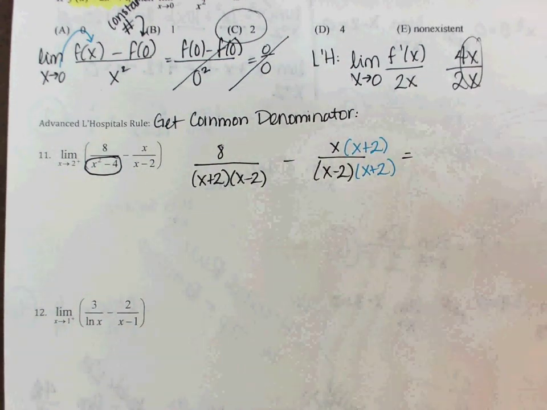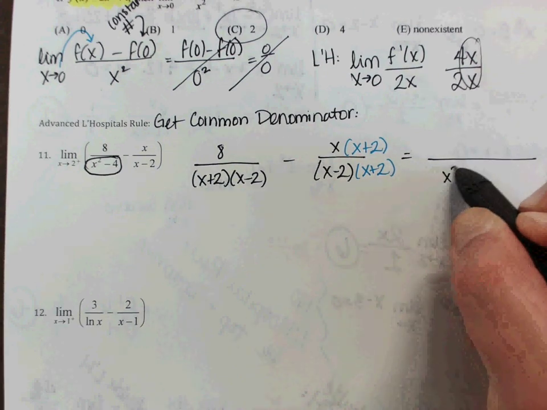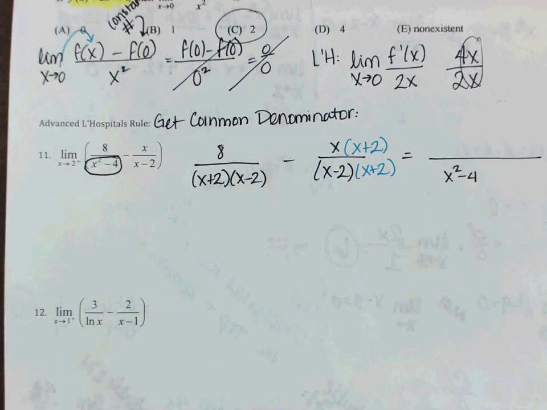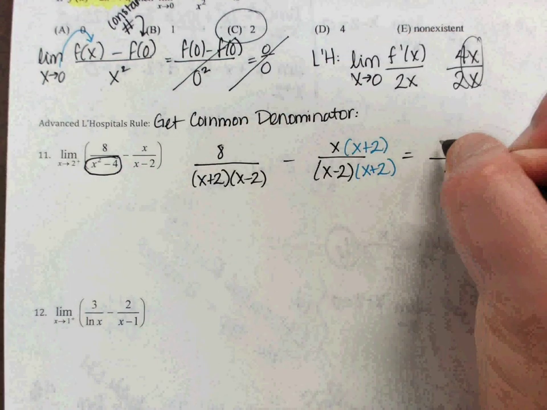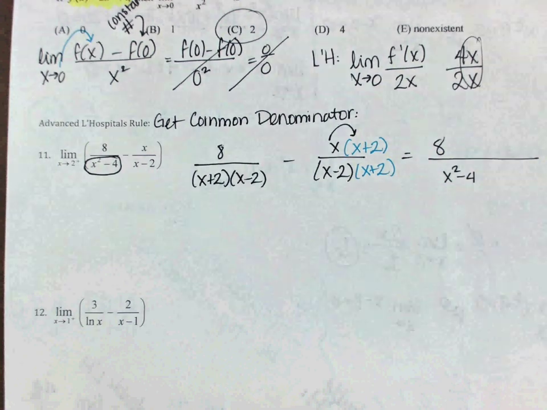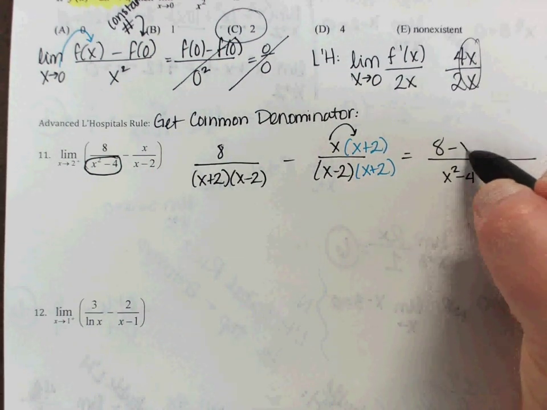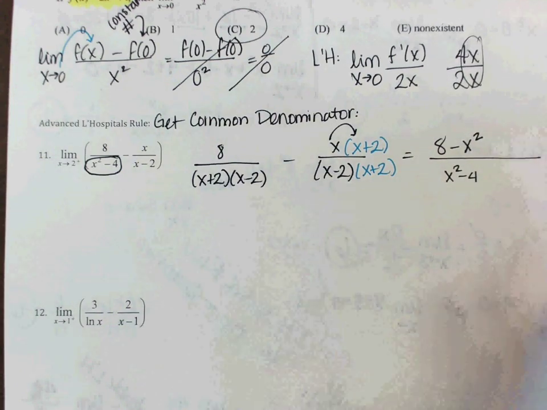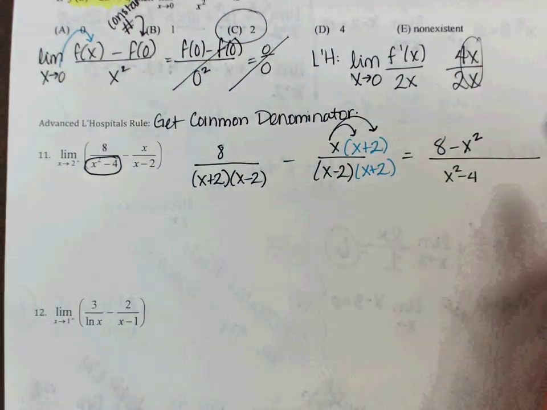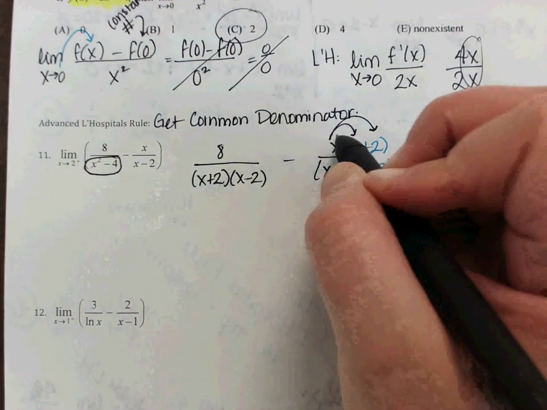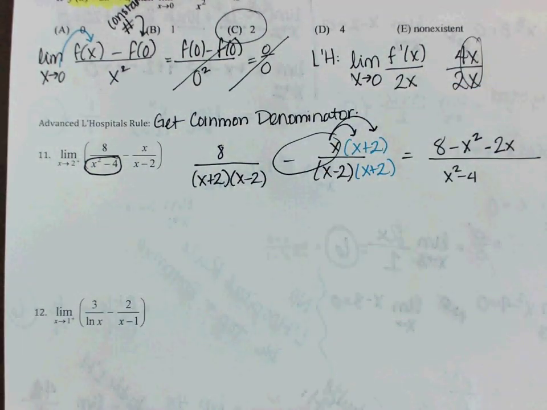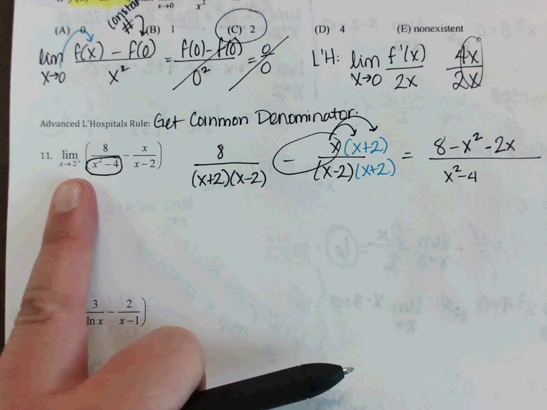So the bottom is going to be x squared minus 4. I'm just going to squish that back together. Plus 2 and minus 2, combine it. Okay, on the top, I'm going to have 8. Then I need to multiply my x in. Plus or minus x squared? Minus x squared. Okay. Plus 2x. Nope. Minus x. You got to distribute that negative in with the x. So really it's negative x times 2, which is a minus 2x. Okay, from here, what is x approaching?